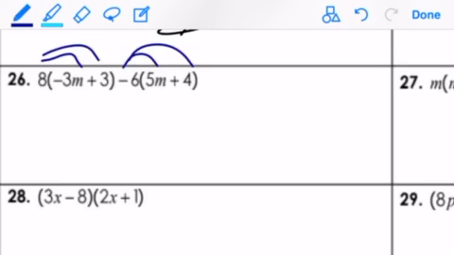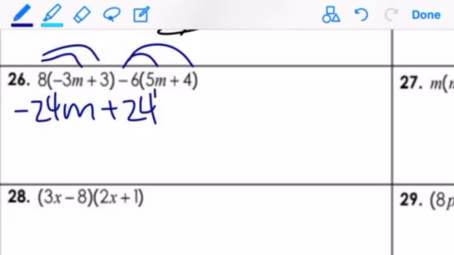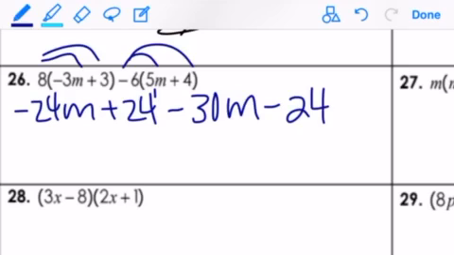All right, so first thing here, 8 times negative 3m is negative 24m. Then 8 times 3 is 24, so I'm going to put plus 24. Okay, then we have negative 6 times 5n, that's minus 30m. And then negative 6 times 4 is negative 24, so minus 24.